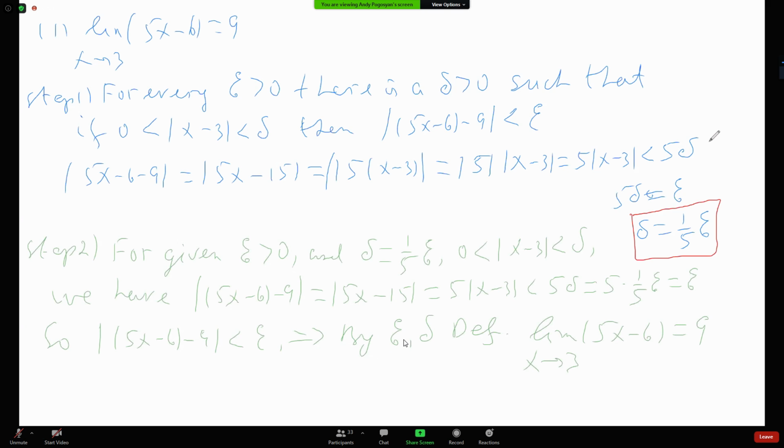Okay, now 12 is quadratic. That one is similar except one step will be added.